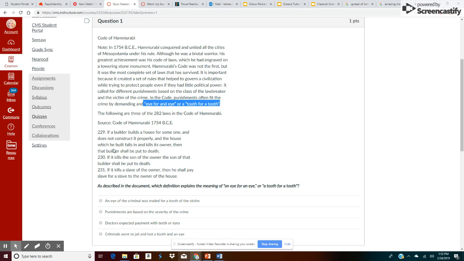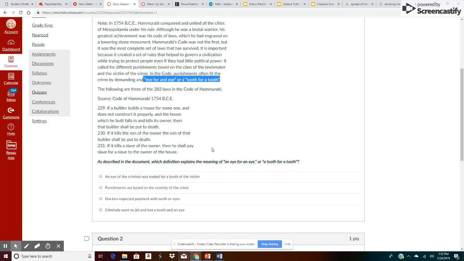If it kills a slave of the owner... so I can already tell this is not going to help me answer the questions down here. I'm going to go back to here and say in the Code, punishments often fit the crime by demanding an eye for an eye and a tooth for a tooth. Okay, so let's go look at our answer choices.